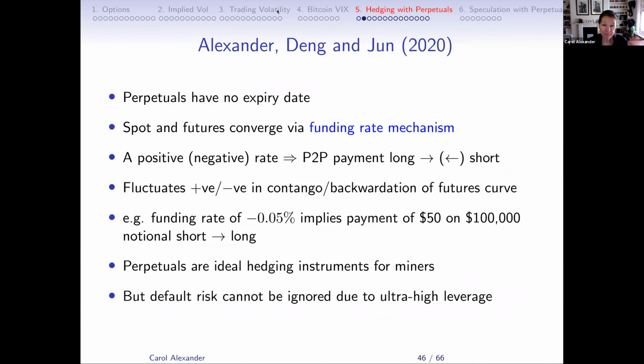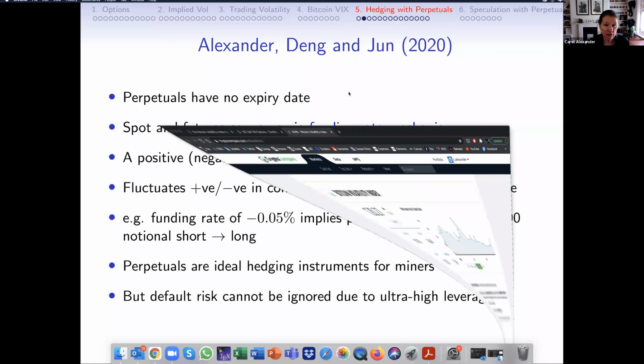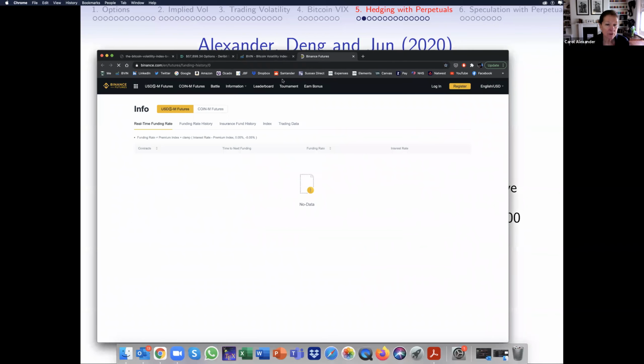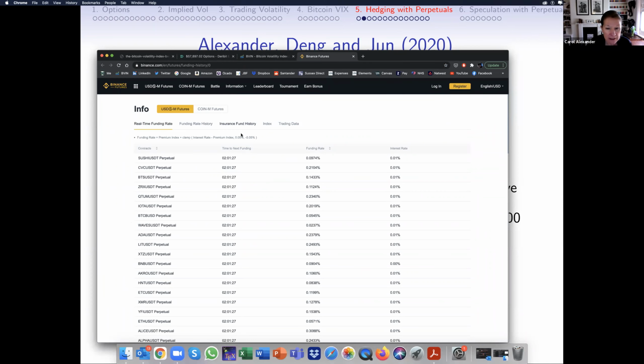There are many others. So this is an unpublished paper, work in progress, with Jun Deng and Bin Zhu. Sorry, there's a typo there. I'll correct this before I send the handouts. His name is Bin Zhu. He's from the US, and Jun Deng's in Peking. So this funding rate mechanism, you can get details of the Binance funding rate just by clicking this link.